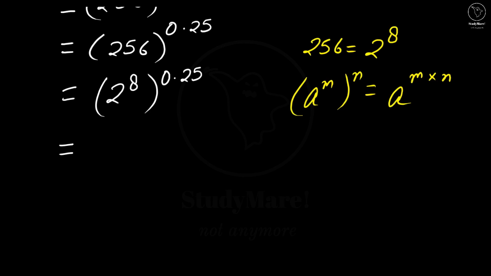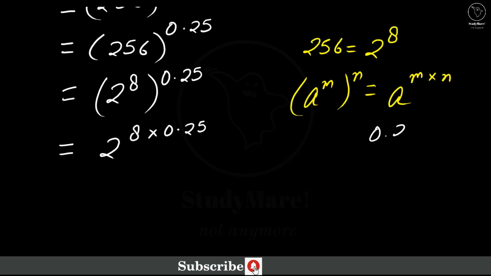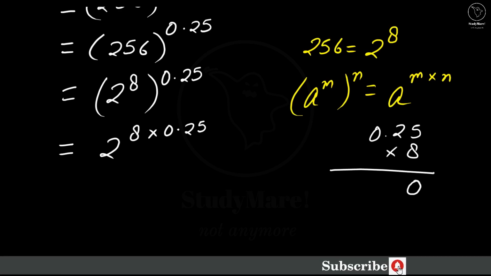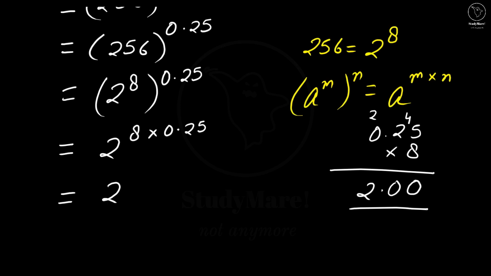This is equal to 2 to the power 8 into 0.25 using this same identity. So now we have 0.25 into 8, which is equal to 8 5s are 40, 0, 4. 8 twos are 16 plus 4, 20, 0, we have 2. 8 zeros are 0 plus 2, we have 2. Here comes the decimal. See, 2 to the power 2, which is equal to 4, the final answer.